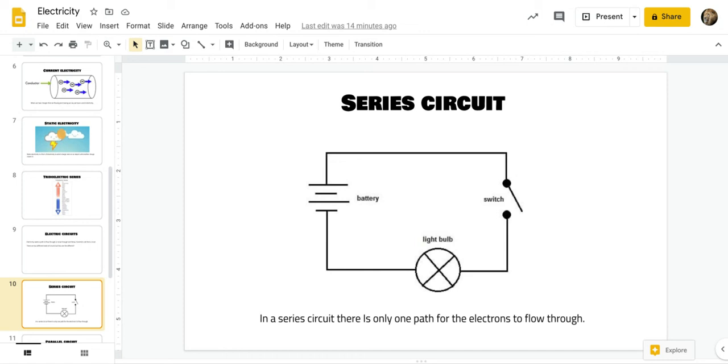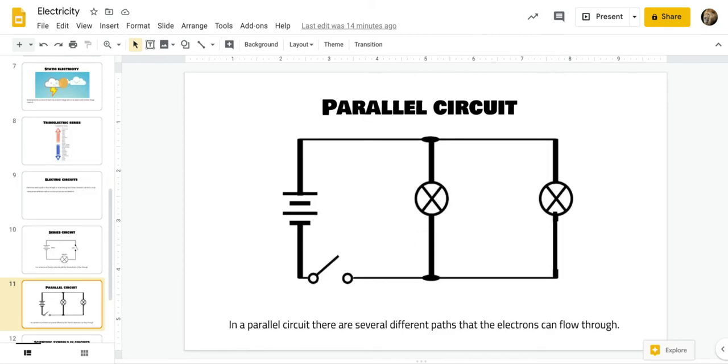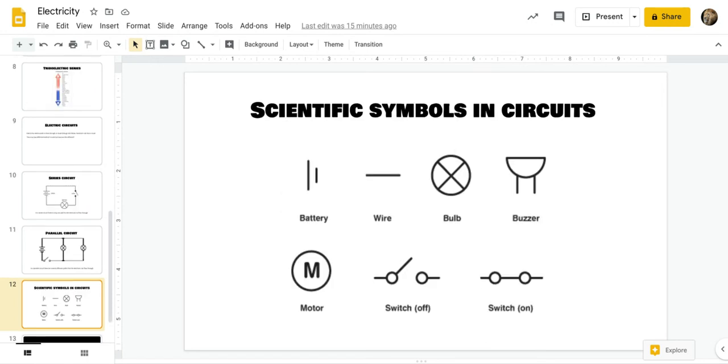If you're powering a light in a series circuit, the light would be dimmer than if you were powering the light in a parallel circuit. Parallel circuit. In a parallel circuit, there are several different paths that the electrons can flow through. If there is a break in one branch of the circuit, electrons can still flow in the other branches. Your home is wired in a parallel circuit, so if one light bulb goes out, the others will stay on.